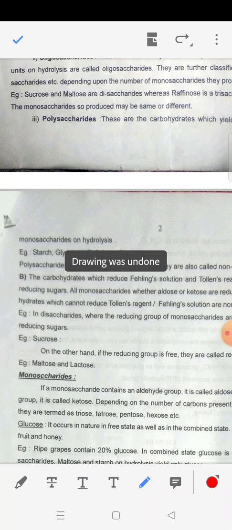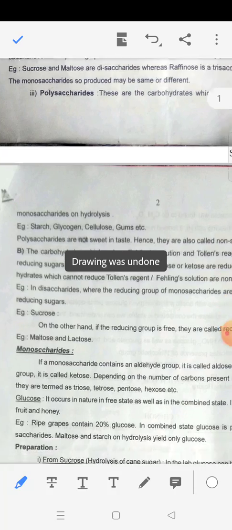Now, next we move to the other category of classification, and that is based on their reducing nature. When we did aldehydes and ketones, you must have learned that aldehydes can get easily oxidized by mild oxidizing agents such as Tollens reagent, Fehling solution, etc. Whereas ketones cannot be oxidized easily.